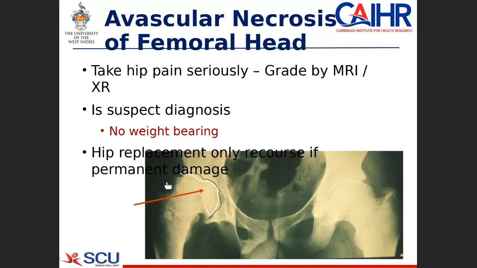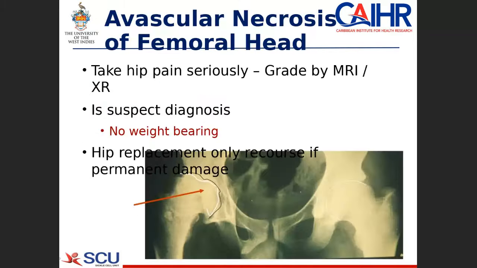It needs to be co-managed with the orthopedic team, and there are challenges in management. If permanent damage occurs because persons don't wear crutches and use props to help the hip heal properly, then they may need a hip replacement as they age. So with avascular necrosis, always have that in the back of your mind when you have persons with sickle cell disease who have hip pain, especially hip pain that is prolonged.